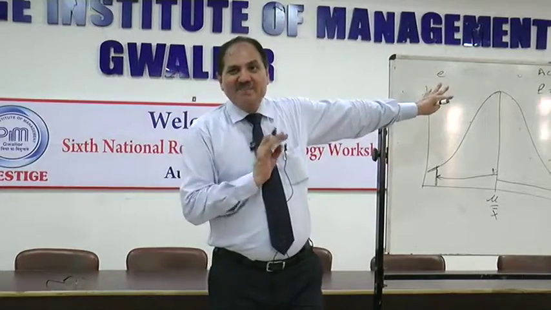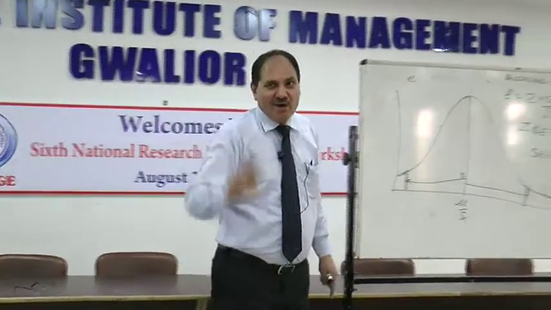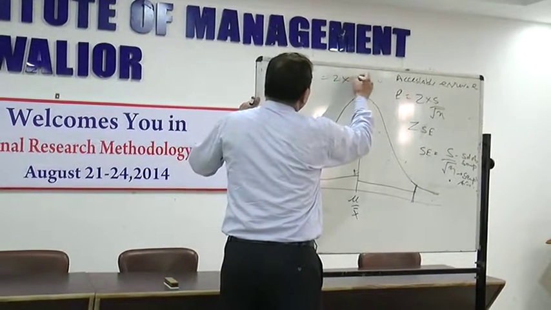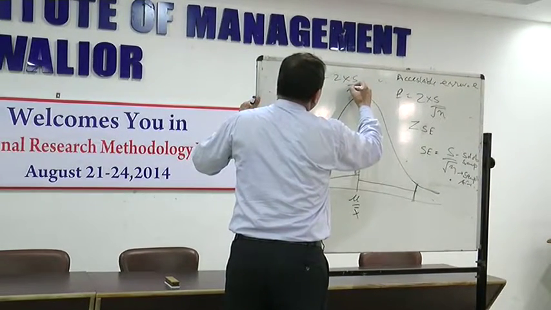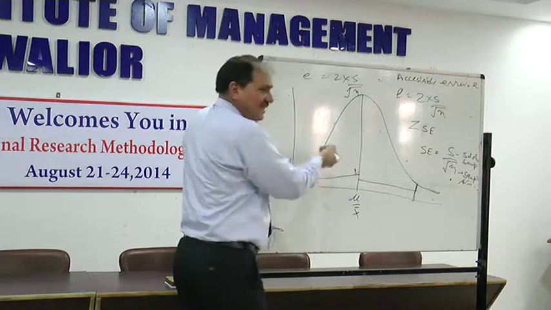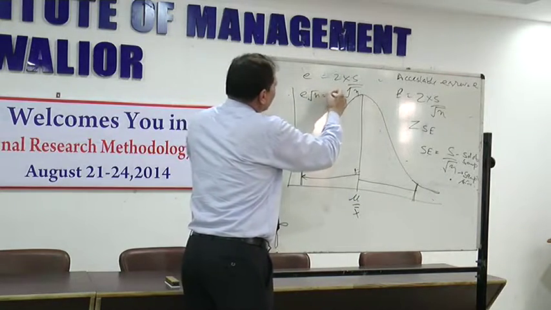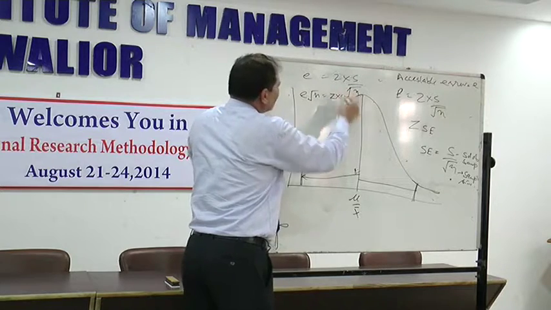Okay, so we are working a minimum sample size formula, not maximum sample size formula. So E is equal to Z multiplied by S by √n. Now let's take cross multiplication. E multiplied by √n is equal to Z multiplied by S.